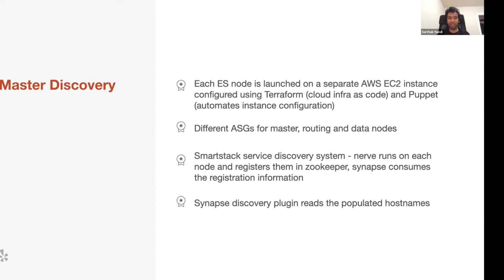For service discovery, we use SmartStack at Yelp. In this system, we have Nerve run on every node and register the node in Zookeeper. Synapse then reads the registration information in Zookeeper. For Elasticsearch, we have a Synapse discovery plugin, which reads those populated host names and lets the nodes discover other nodes in the cluster.